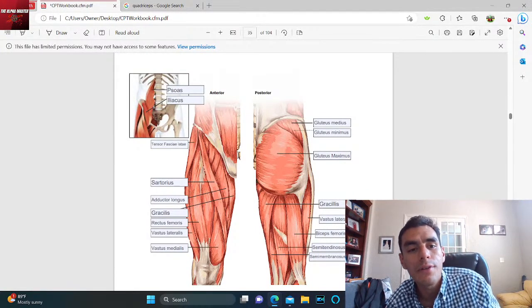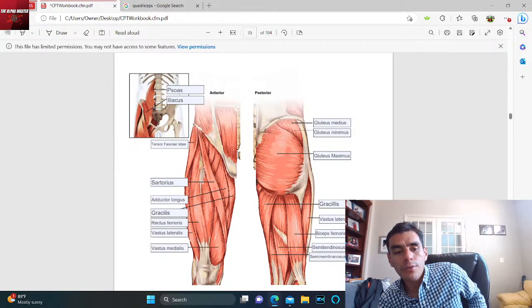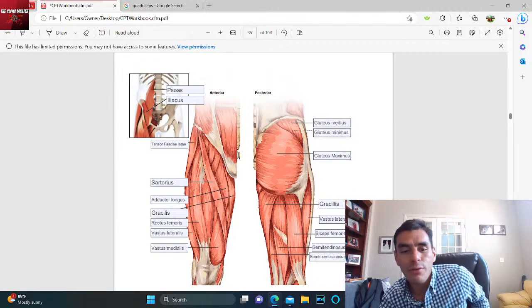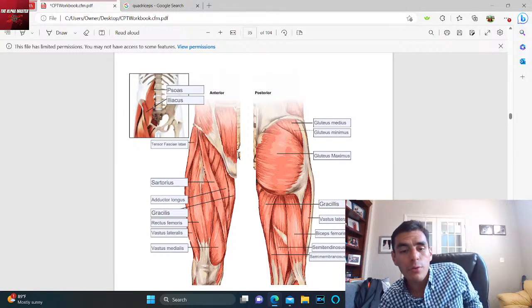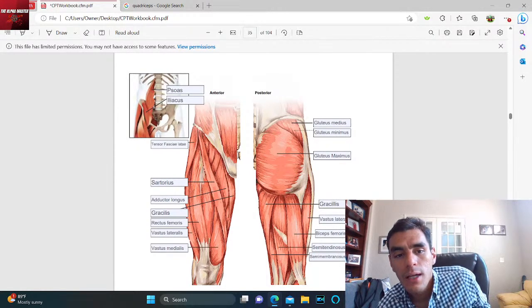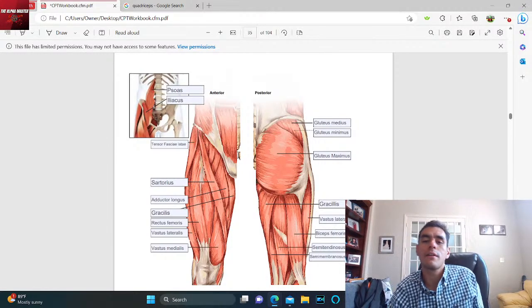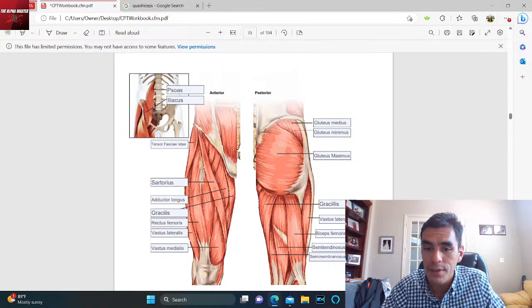So on the anterior side you have the psoas and iliacus, the tensor fasciae latae, the sartorius muscle, the adductor longus, the gracilis, the rectus femoris, vastus lateralis and vastus medialis. And for the posterior portion, you have the gluteus medius, minimus, and maximus.